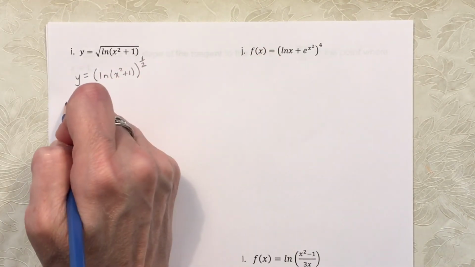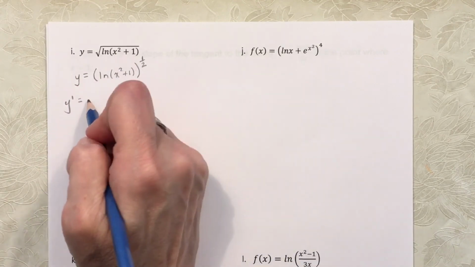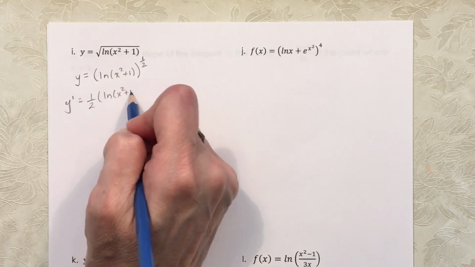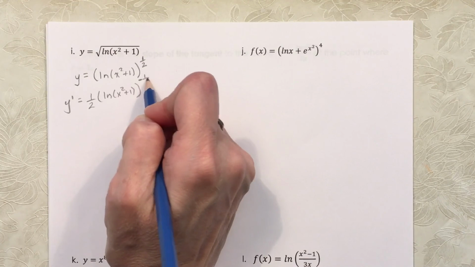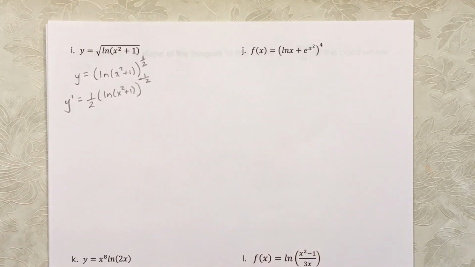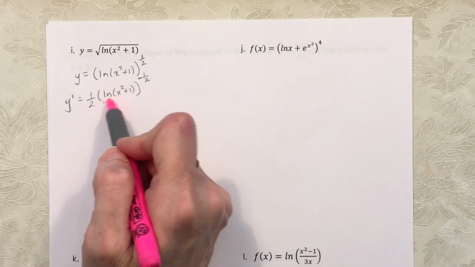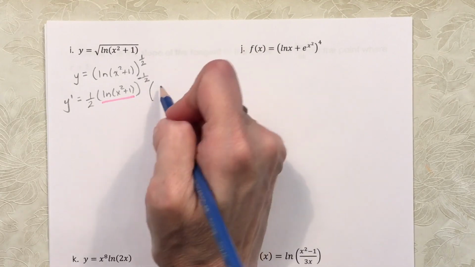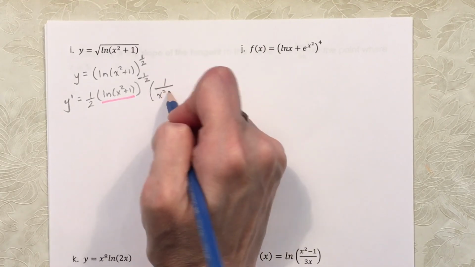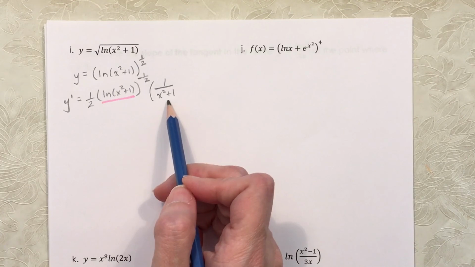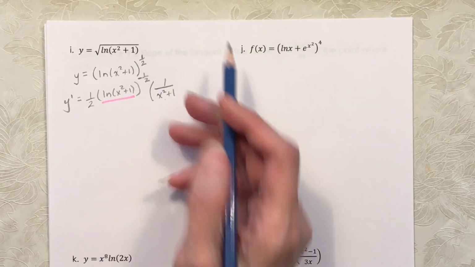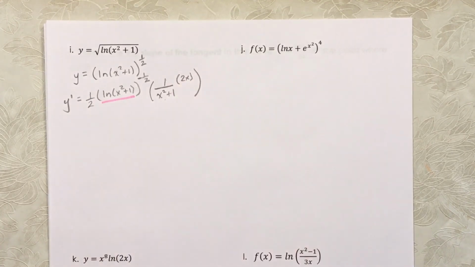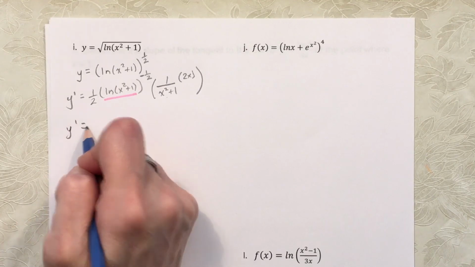So again, this was just y, so y prime chain rule is going to be a half times the ln of x squared plus 1 to the negative half. So that's the outer derivative. And then we need to multiply that by the inner derivative. So the derivative of the ln of x squared plus 1 is going to be 1 over x squared plus 1. So this is using the how to derive ln, 1 over whatever times the derivative of the denominator, which is 2x. Okay. So then that's the calculus done there.